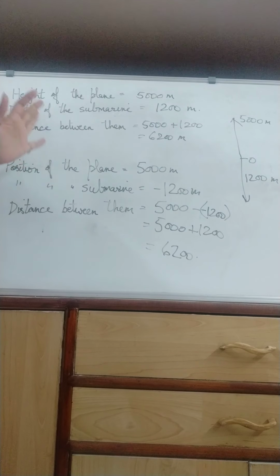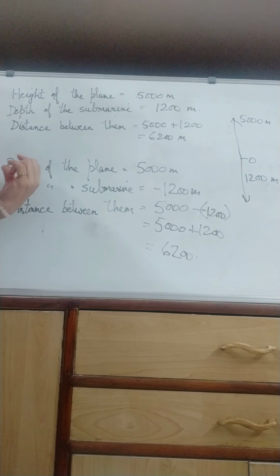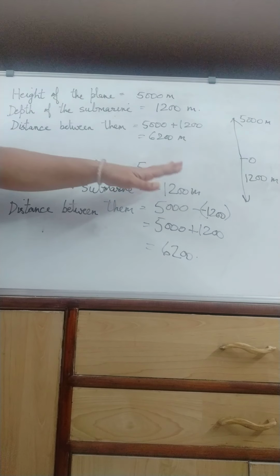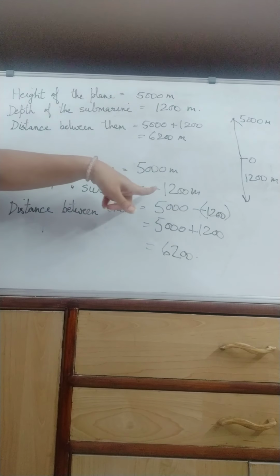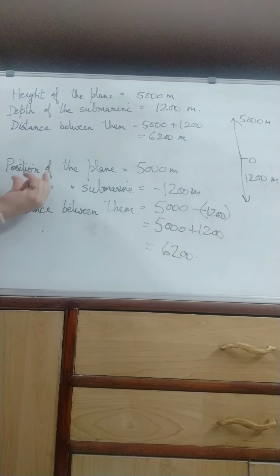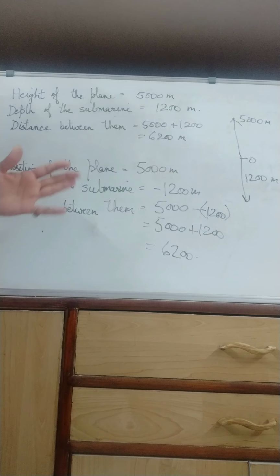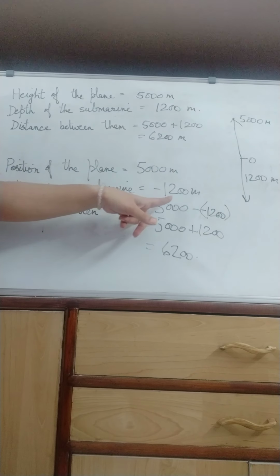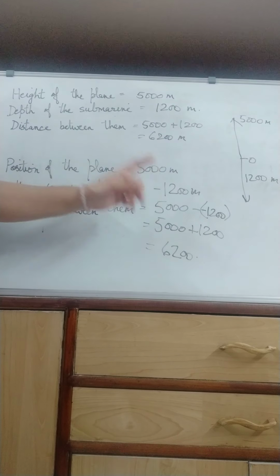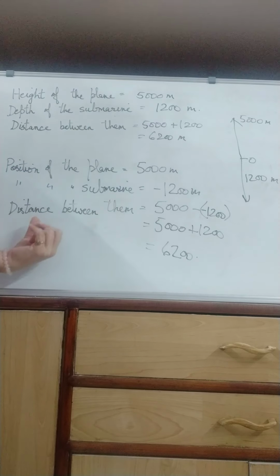Now in the second way that I have solved, I have written position of the plane. Now here, when I say position, it doesn't tell me positive or negative. I am here writing positive because obviously it is positive. And position of the submarine is minus 1200, because here I am not mentioning depth or anything. It is just a position. It can be positive or negative. We know it is below the ground, below the sea level. So that is why I have written minus 1200.